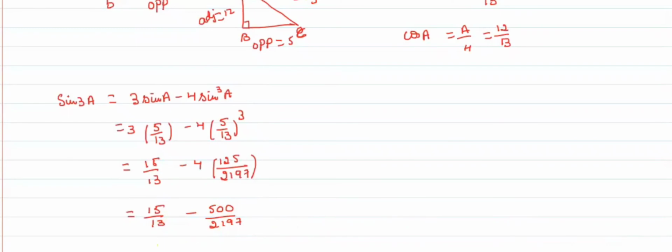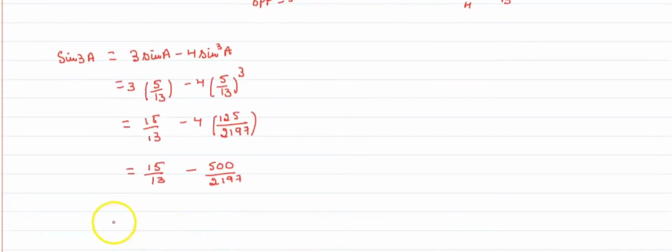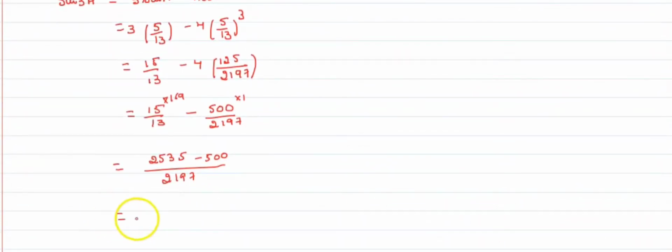So the LCM of 13 and 2197 will definitely be 2197 itself. This you are multiplying by 169, 13 square is 169, and this you are multiplying by 1. So 15 into 169 is 2535, minus 500. Okay. Further when you simplify this, it is 2035 by 2197. Okay. Done. Next question.